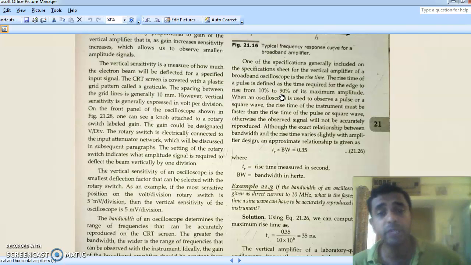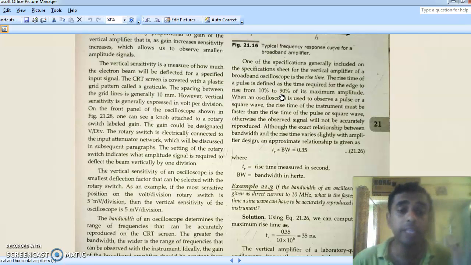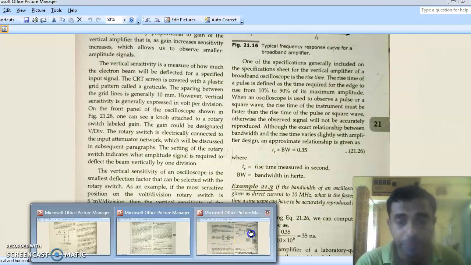Vertical sensitivity is directly proportional to gain. And bandwidth, the largest frequency that a CRO can accept, depends on the bandwidth. And the rise time, how fast the amplifier can vary according to the square wave or pulse that you apply, is given by the rise time. So these are the three things that you have to learn in the vertical amplifier, and the block diagram we'll see in the next class.